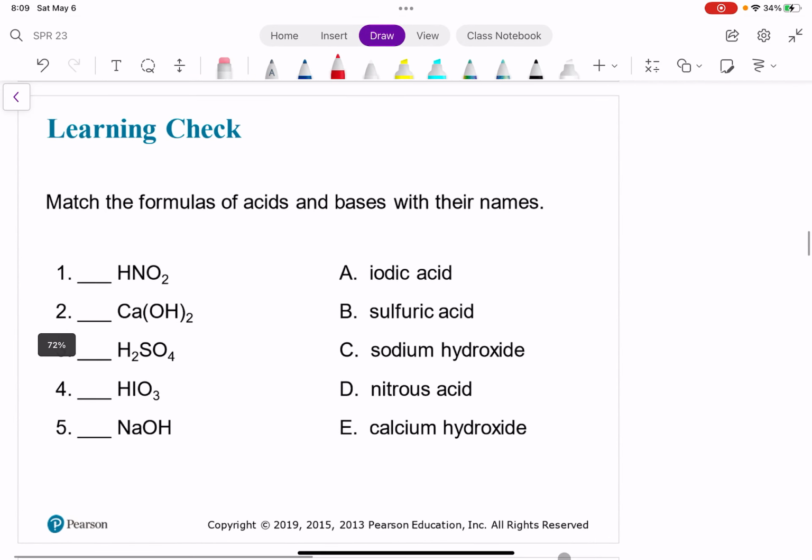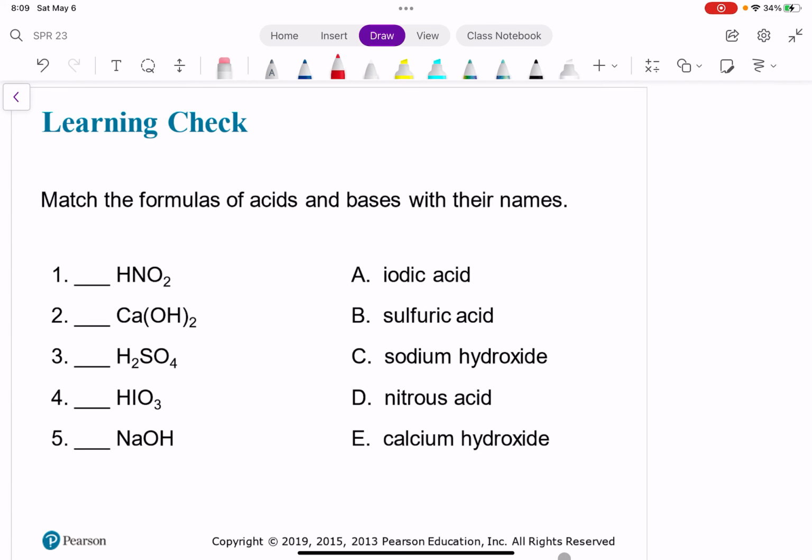All right, so now let's do a quick learning check. What I want you to do is match the formulas of acids and bases with their names. So HNO2, is that an acid or a base? Yeah, it's an acid. How did we know it was an acid? Yeah, it's got that hydrogen in front, right? And then it's bonded to NO2. What's NO2? That's a polyatomic ion. It's nitrite. So that's going to be D, nitrous acid, because we've got NO2 instead of NO3.